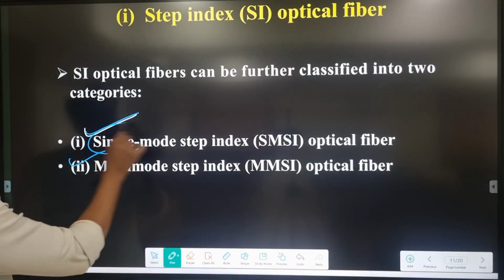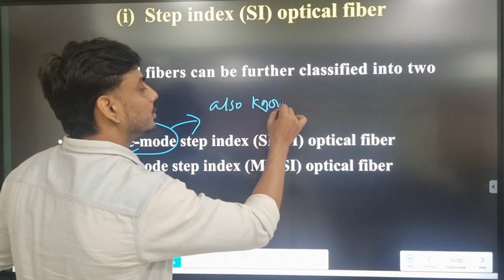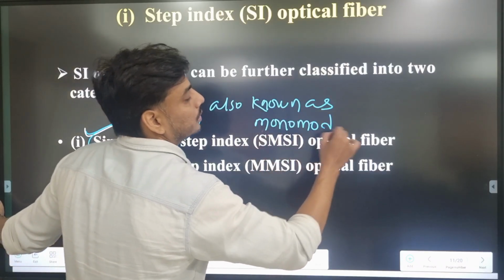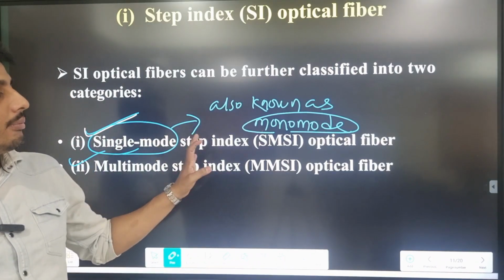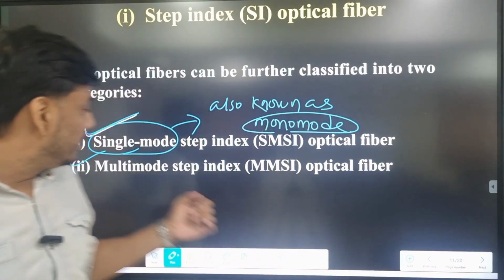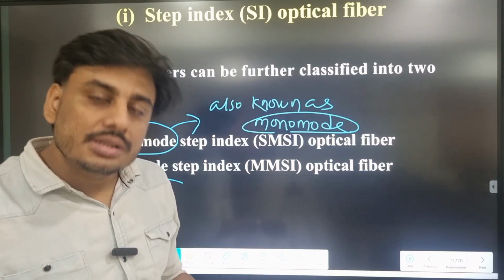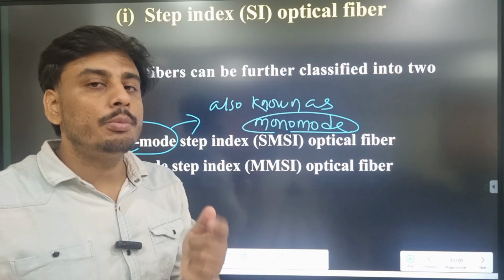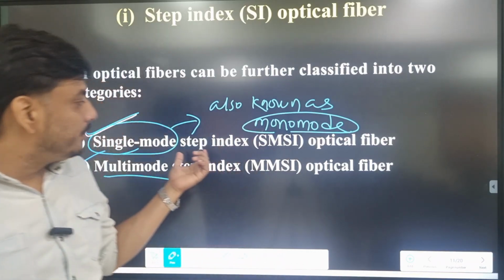Single mode is also known as mono mode. Single, mono, is also one. So when one mode of wave travels, that is said to be single mode. When a number of waves are traveling, that is said to be multi-mode step index. Clear? Step index means there is a drastic change between the refractive index of core and cladding. Single mode means one, also said to be mono mode. Multi-mode means a number of modes.